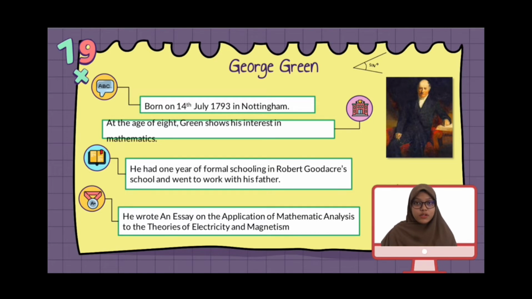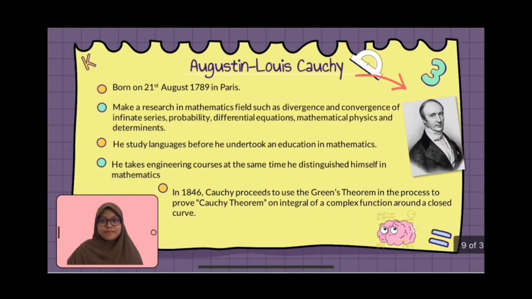His contribution to Green's theorem started when he wrote an essay on the application of mathematical analysis to the theories of electricity and magnetism. Next is Augustin Louis Cauchy. He was born on 21st August 1789 in Paris. He is a French mathematician, engineer, and physicist who contributed to several branches of mathematics, such as divergence and convergence of infinite series, probability, differential equations, mathematical physics, and determinants. His contribution is that he used Green's theorem in the process to prove the Cauchy theorem on the integral of a complex function around a closed curve.